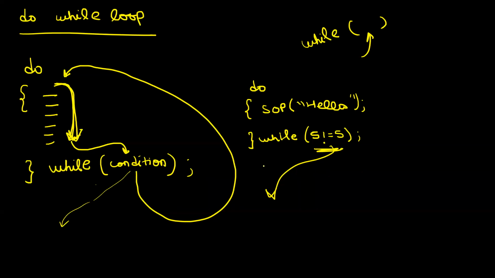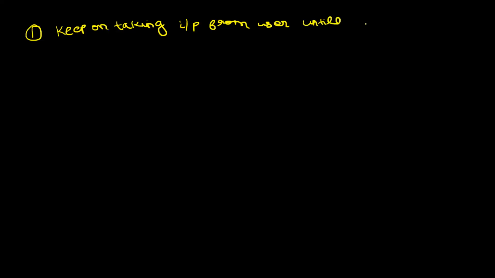Okay. So we might use a do while loop when, let's say, I give you a problem like this. Take a number input from the user and keep on taking inputs from the user until he enters an even number. Let's say I give you a question like this. Keep on taking input from the user until he enters an even number.